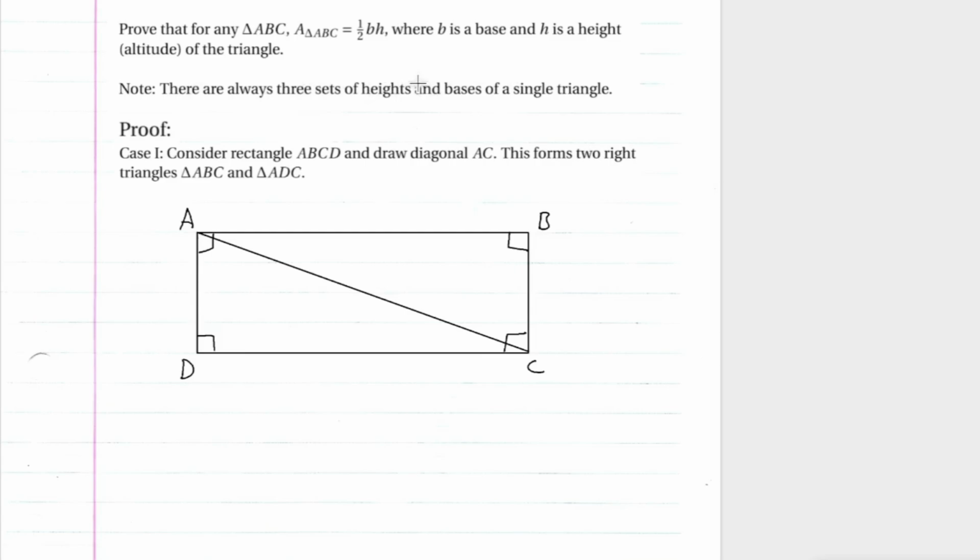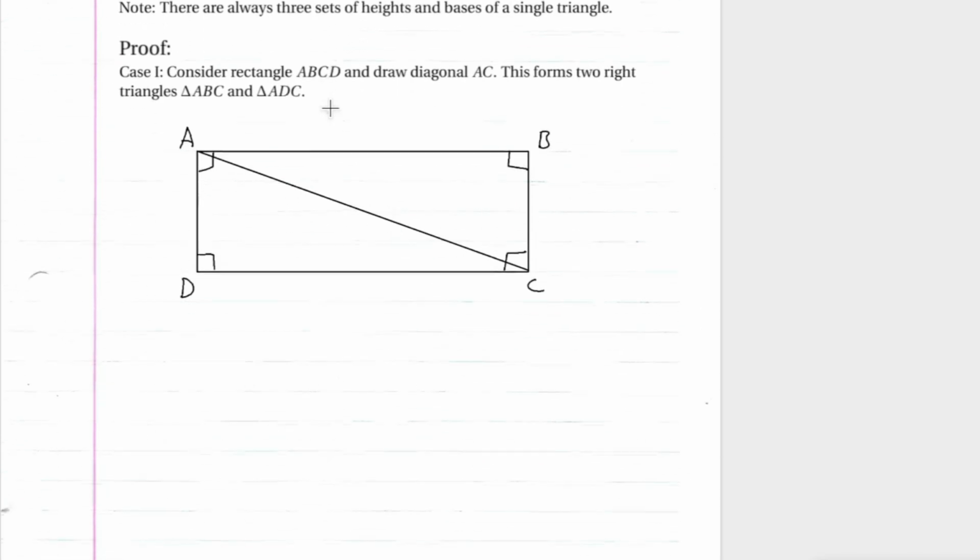So, in order to prove the first case, we're going to try to prove that the area of a right triangle is 1/2 base times height. The way we're going to do this is we're going to consider a rectangle, ABCD, and draw diagonal AC. With the properties of rectangles, we know that all of these are right angles. So this forms two right triangles.